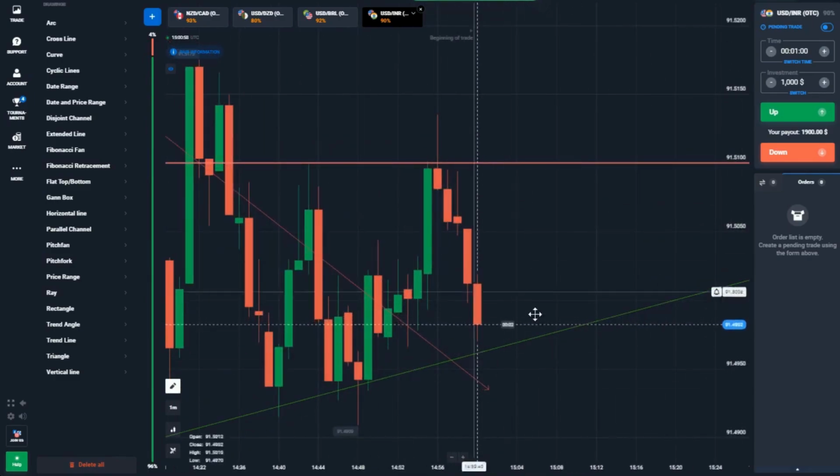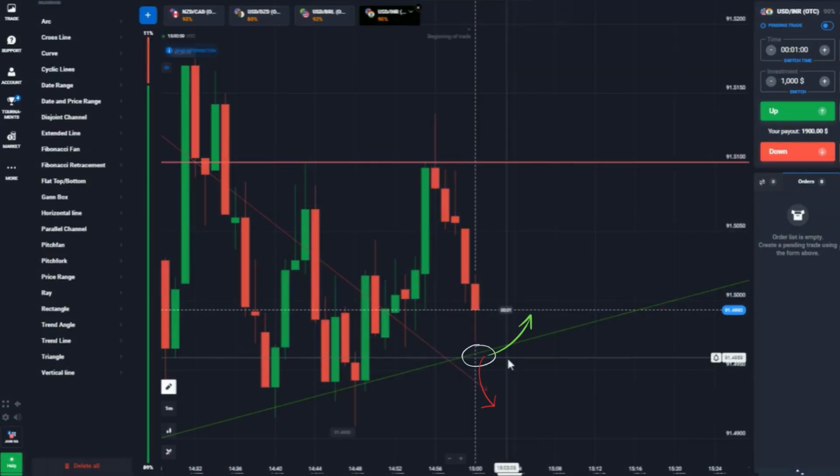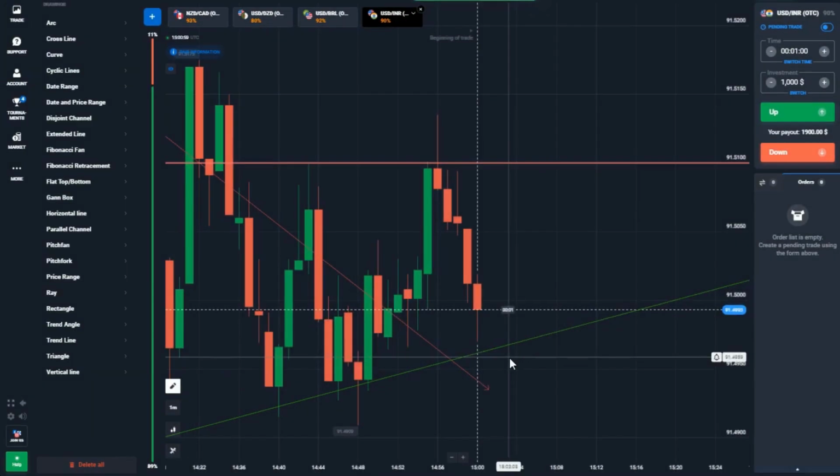Now I will wait to see if the green uptrend line we drew will be broken or not. If it is broken, the market will move downward, and if it is not broken, the market will move upward. Let's see what happens.